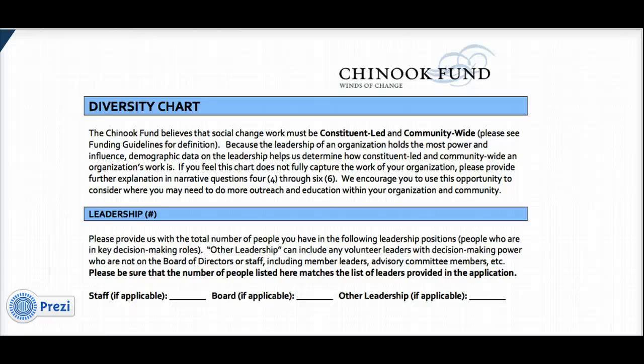Be sure that the number of people listed here matches the list of leaders provided in the application. And please count people only one time. So, if, for instance, a staff member is also represented on the board, you must choose to put them either in the staff category or the board category. Please do not count them twice.